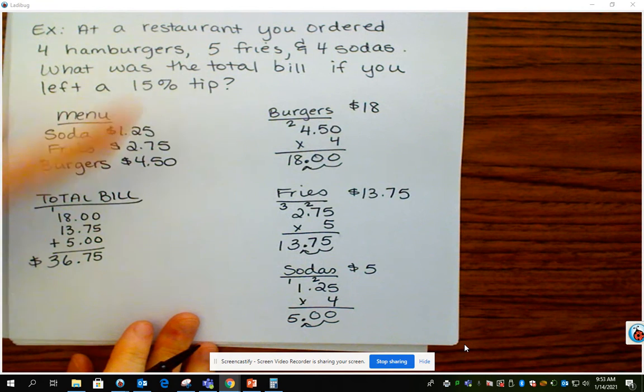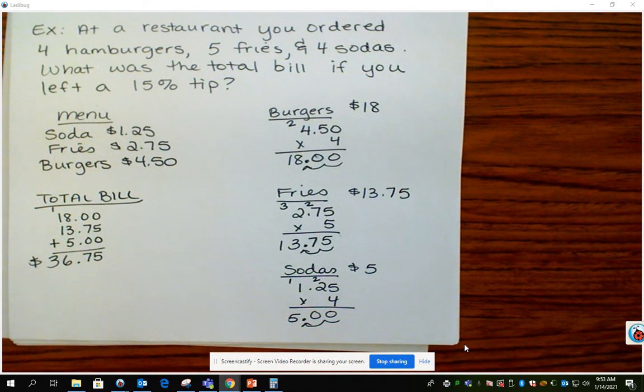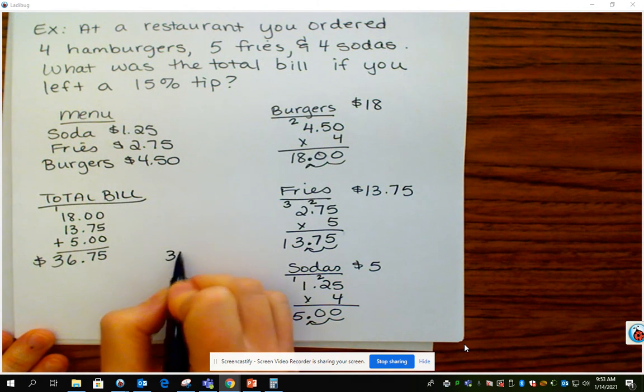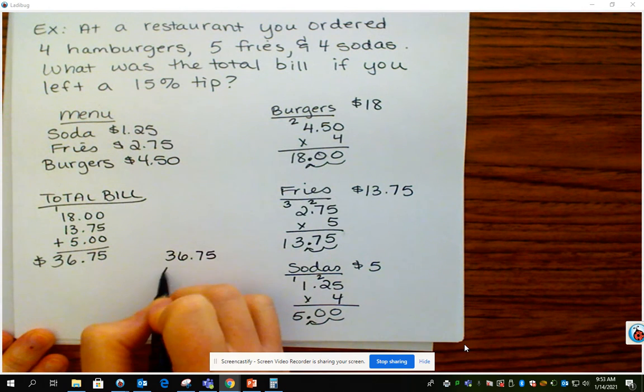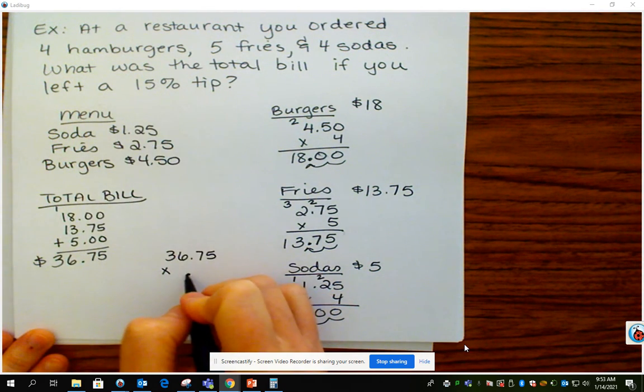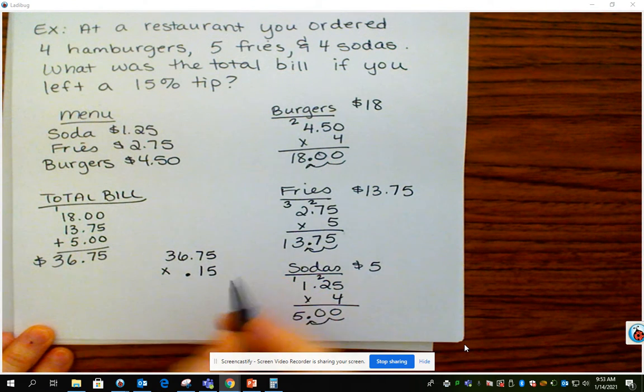And then I want to leave a 15% tip. I'm going to do that part just like I did a markup or a sales tax. So I'm going to multiply $36.75 times my percent written as a decimal, times 0.15.